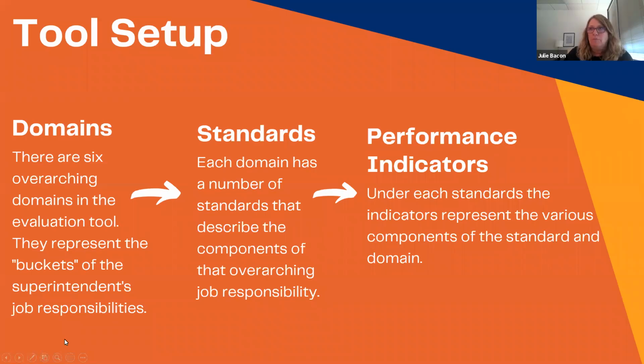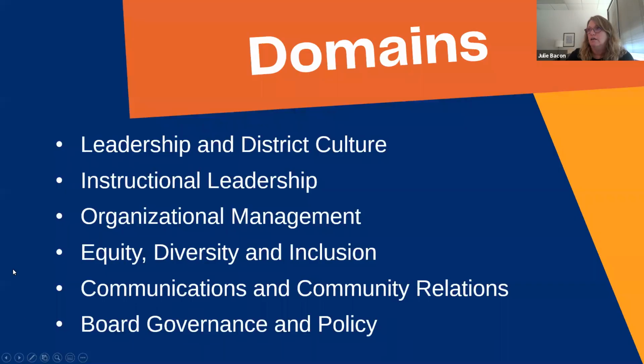The way the tool is set up is there are 6 overarching domains in the tool, and they represent the buckets of the superintendent's job responsibilities. Then in each of those domains, there are a number of standards that describe the components of that bucket. And finally, we have performance indicators under each of the standards that also represent the various components of the standard and the domain. So we tried to make this as easy as possible, and you'll be able to see the actual tool and see what it looks like.